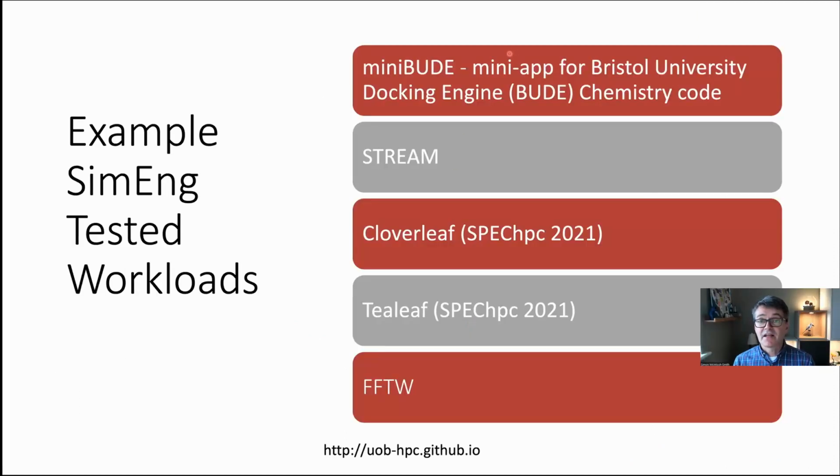And we've run things like MiniBUDE, which is a quite widely used compute-bound benchmark. We can run Stream and BabelStream, things like that, and model the performance going through the cache hierarchies. We can run CloverLeaf and TeaLeaf. These are two codes that are now in SPEC HPC. So if you look at the latest version of the SPEC benchmarks, we've run those through the simulator. We can run FFTW, including building the plans and all that sort of stuff. So we can run pretty complicated things through the simulator and get interesting numbers out of it.